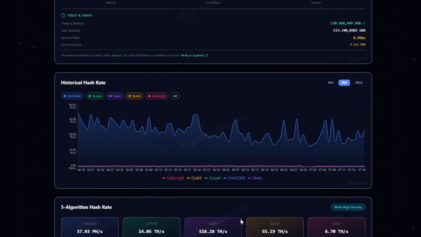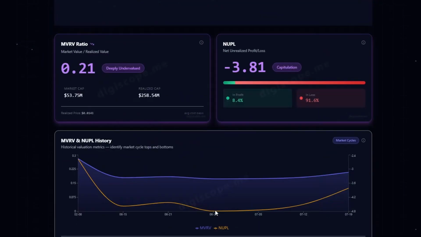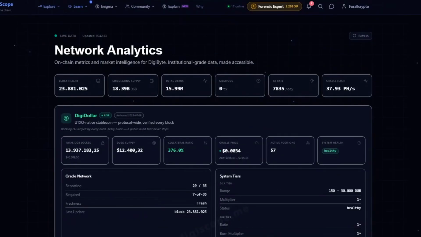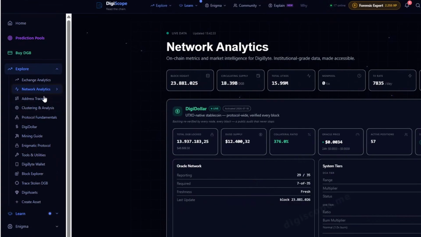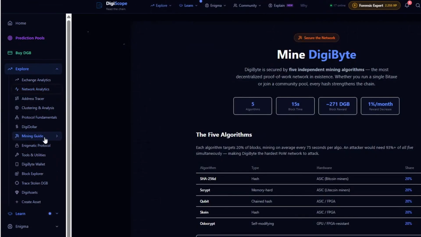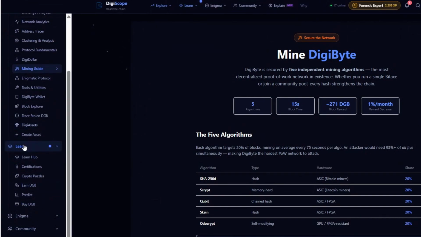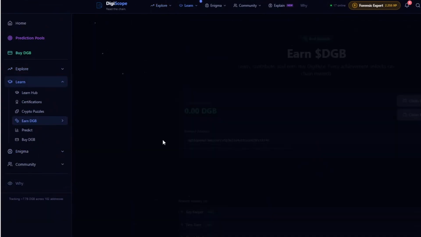Historical hash rate and the 5 algorithm hash rate are some of the things that the network page will also be showing you. So besides that, you can get into mining, you can see the enigmatic protocol, DigiByte wallets, you can trace stolen digibytes, and these are all things for other videos. If you have any subjects from the Explore page that you would like me to dive deeper in, be sure to let me know, because now I'll be showing you how you can earn some more digibytes.